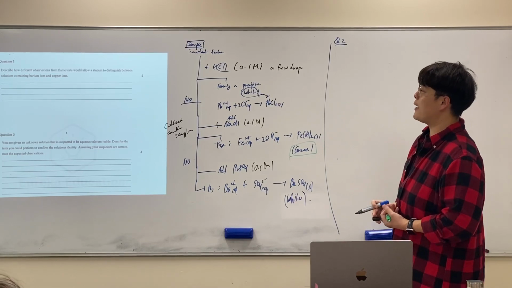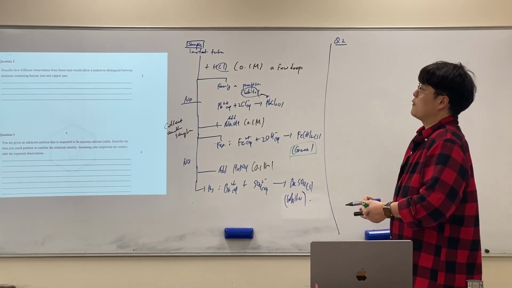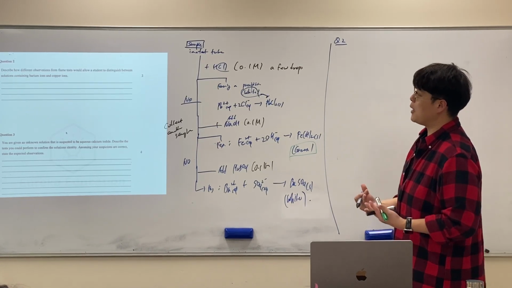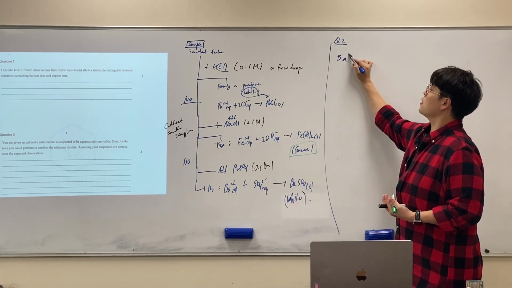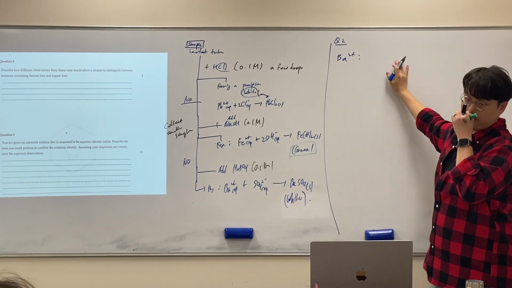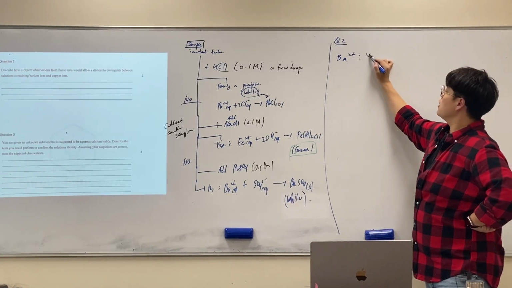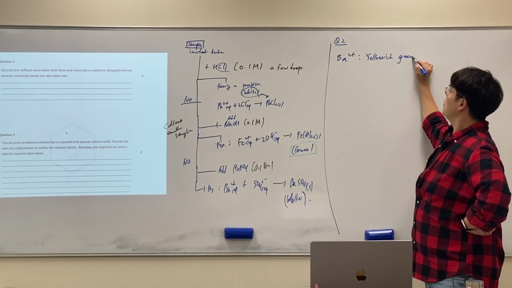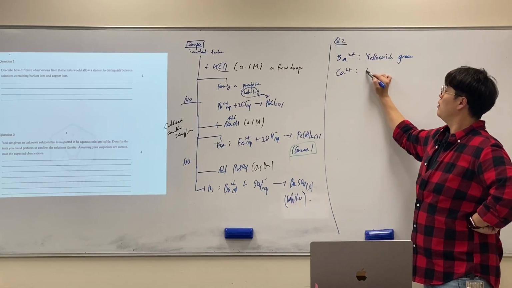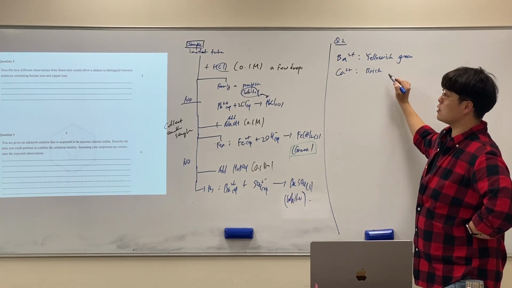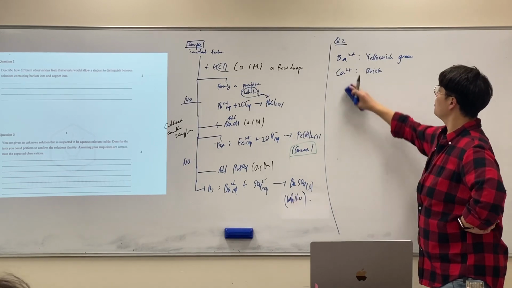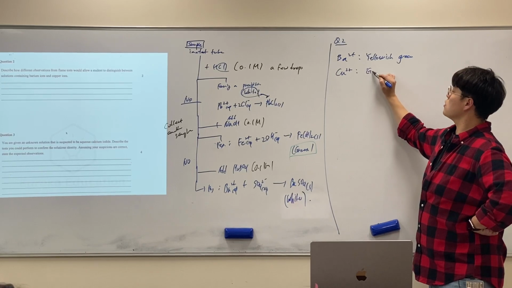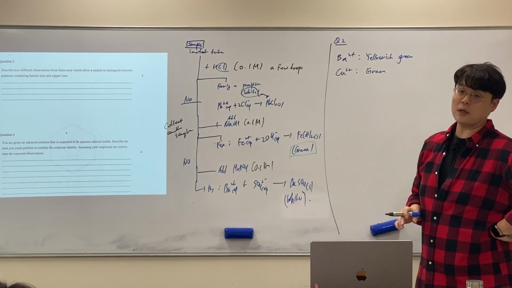Question 2. Describe how different observations from the flame test would allow a student to distinguish between the solution containing barium ions and copper ions. Jeremy, what's the color of the barium ions flame test? Yellowish green, or yellow green. Calcium, just green. Oh, copper. Oh, sorry, copper. My bad. Yeah, copper is just a kind of bright green we're expecting.